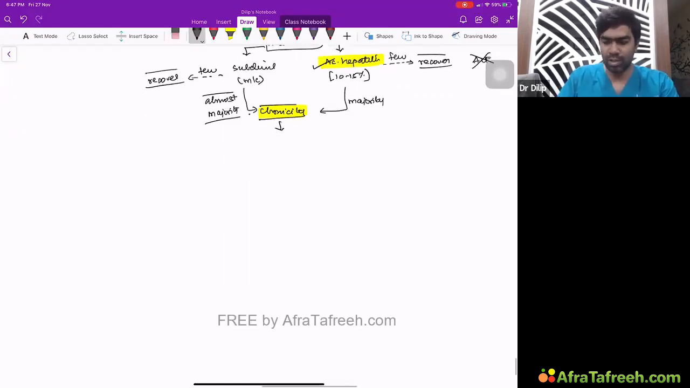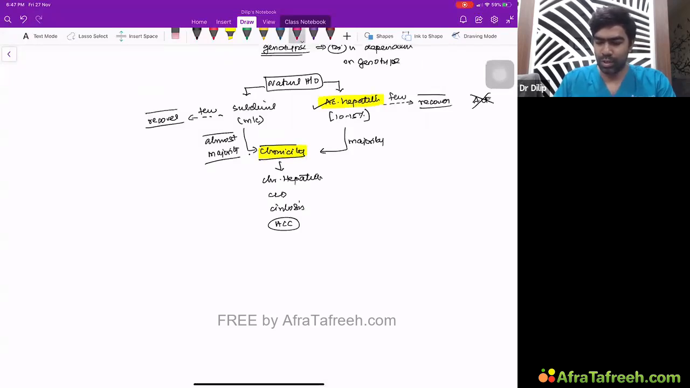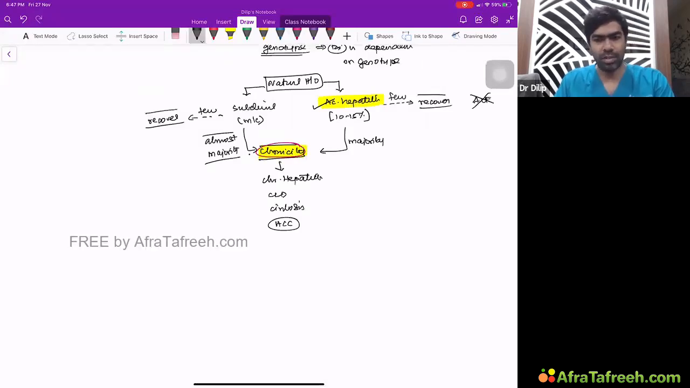And once they get chronicity, there is a high chance of going for chronic liver disease. First it should be chronic hepatitis, isn't it? There is a high chance of going for chronic hepatitis, chronic liver disease, cirrhosis and possibly even hepatocellular cancer. Very, very high risk. Most of the patients who get hepatitis C virus will end up with chronicity. That's the idea. Whether they get acute hepatitis or a subclinical infection doesn't matter.